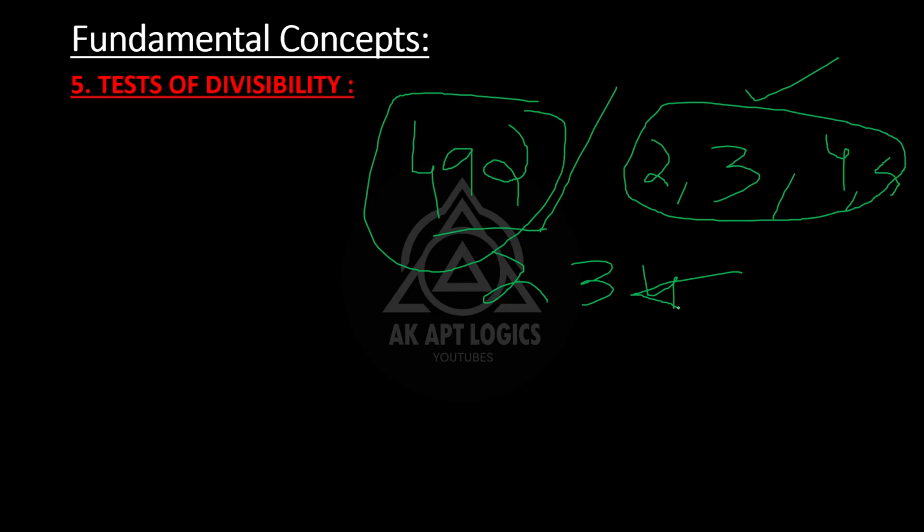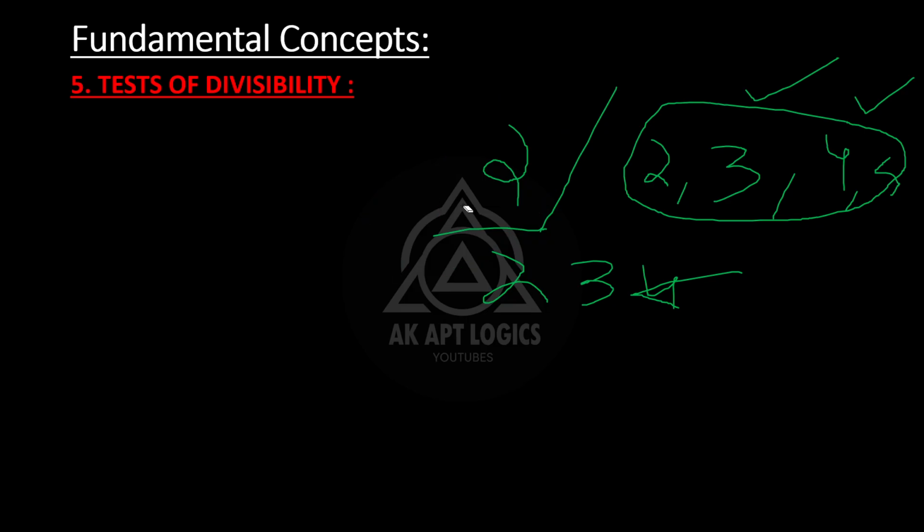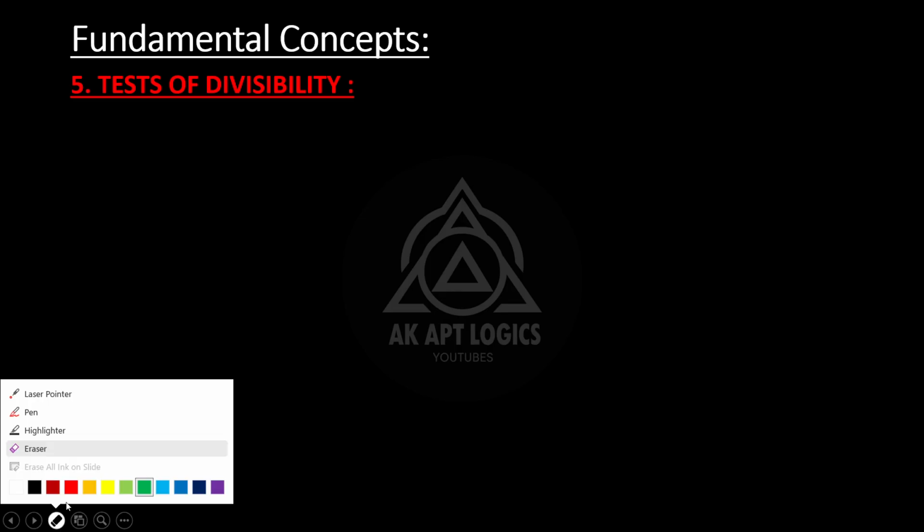Without dividing, we have some shortcuts to tell whether the number is divisible by the given numbers or not. Those shortcuts will be discussed in the divisibility rules. For each and every number there is some particular divisibility rule. For example, for 2 there will be some divisibility rule, for 3 there will be some divisibility rule, and for 5 there will be some divisibility rule. All those will be discussed right now.